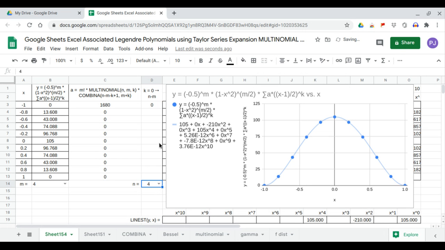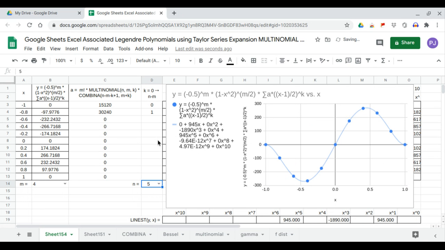So 4, greater than or equal to. At m equals 4, n equals 4, that's 105 x to the 0, so 105 minus 210x squared plus 105x to the 4th. At n equals 5, that's 945x minus 1890x cubed plus 945x to the 5th. This completes the use of Google Sheet and Excel functions, sequence, series sum, combina, and multinomial to generate the associated Legendre polynomials.